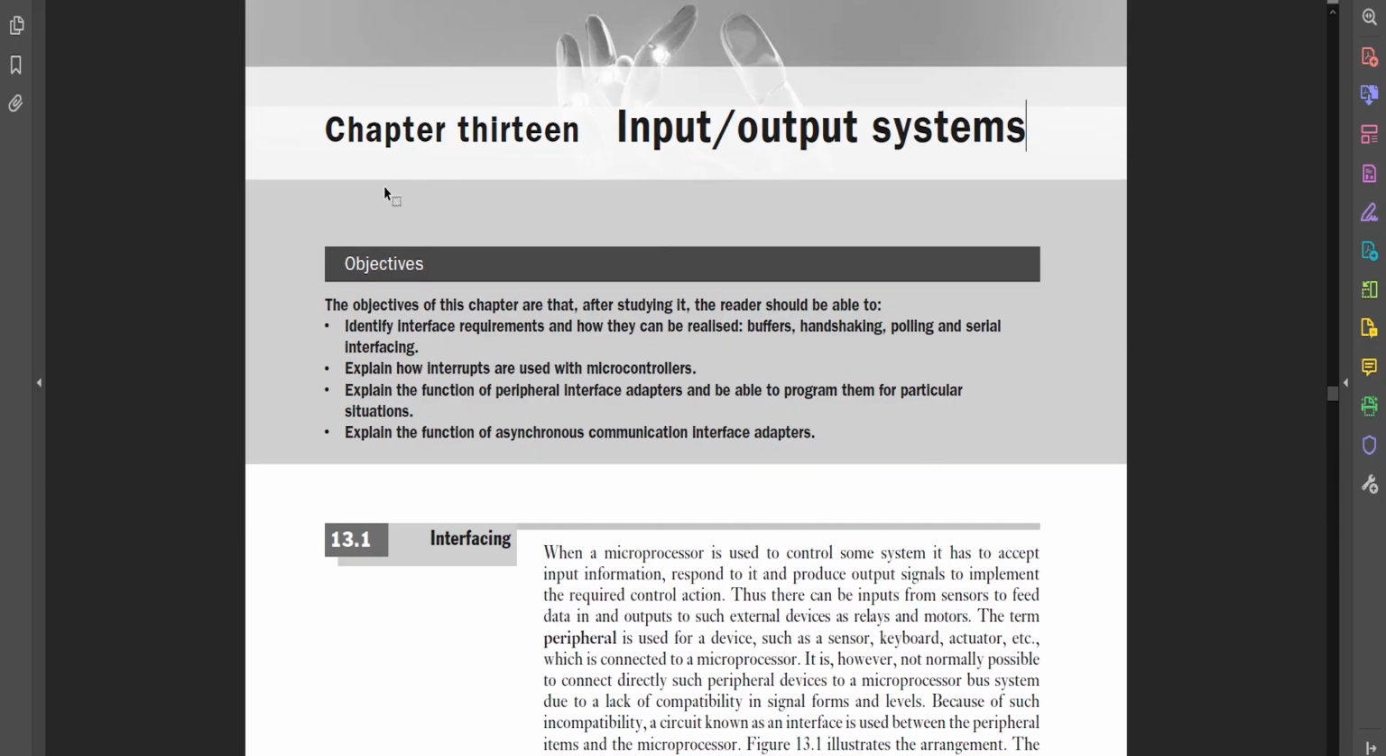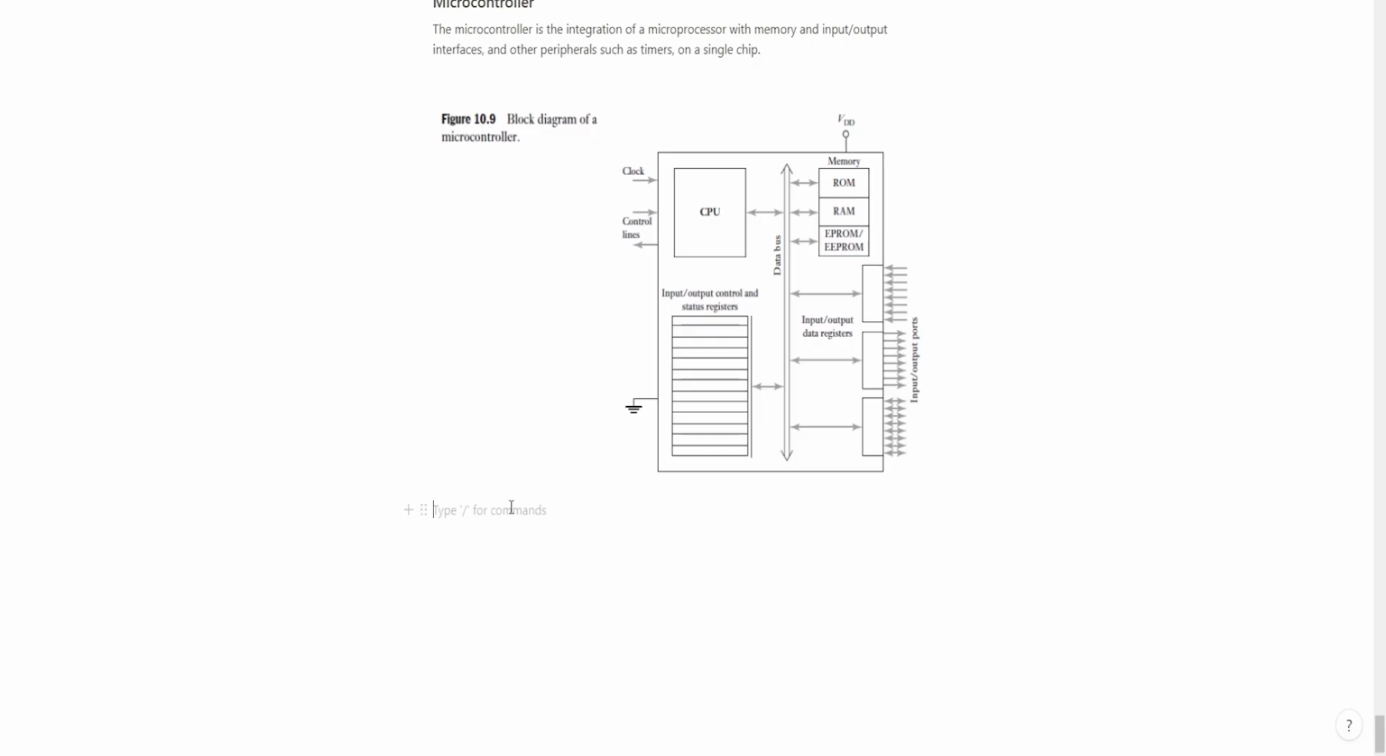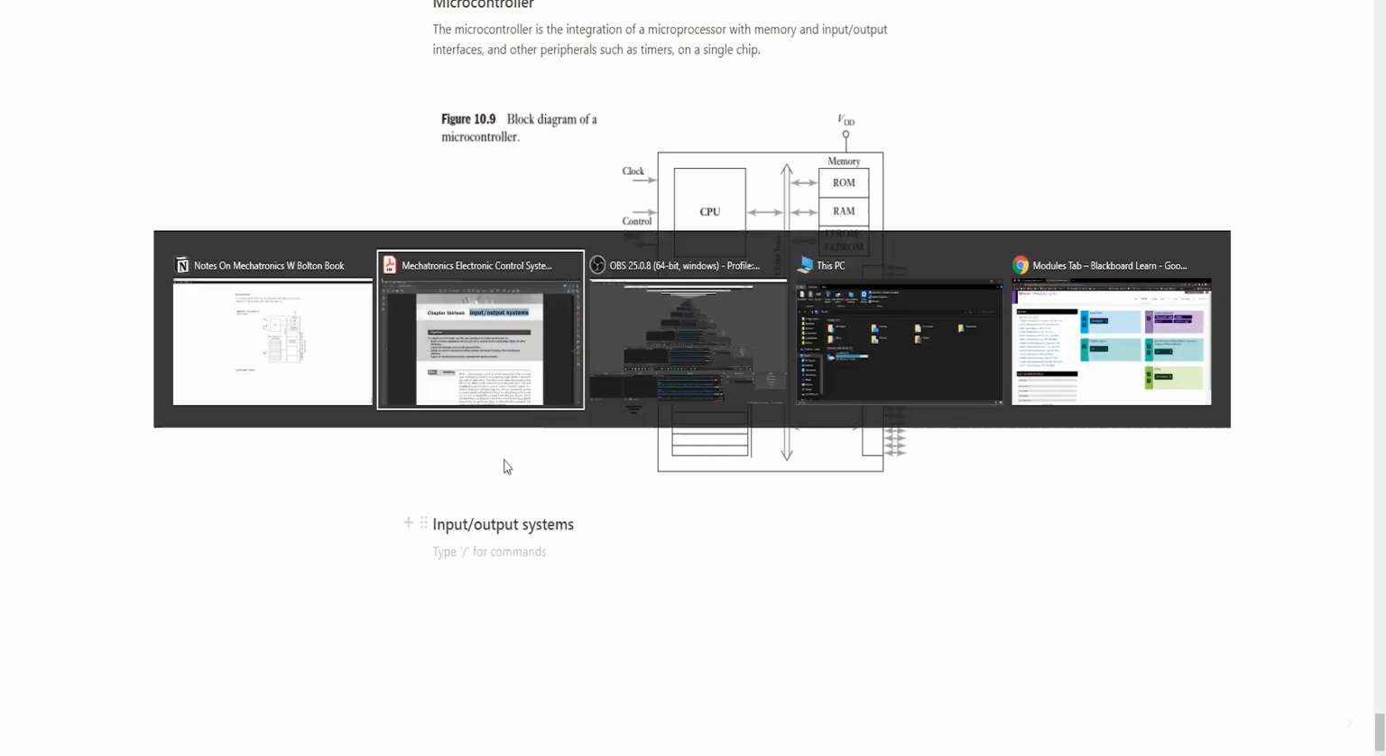Okay, so now we're on to chapter 13, input and output systems. So we'll carry on taking notes for this. I mostly just skip through pretty much the whole part of that programming chapter.